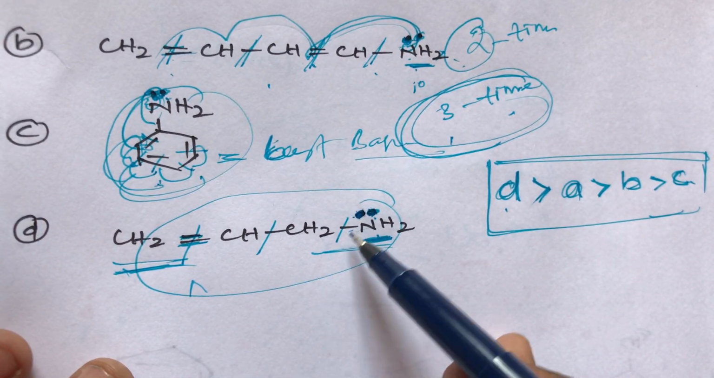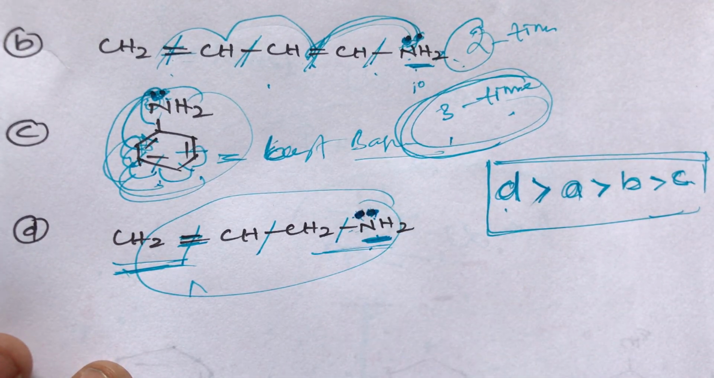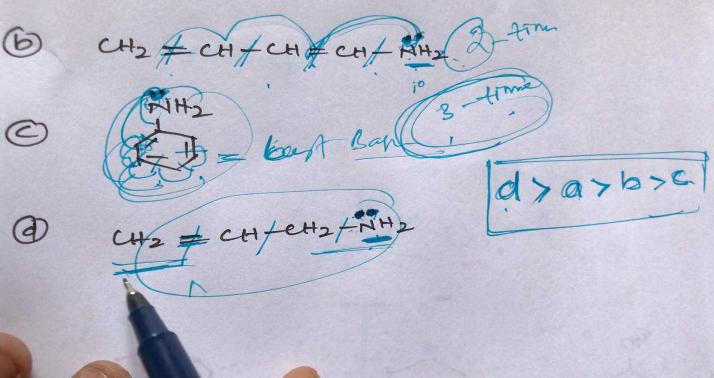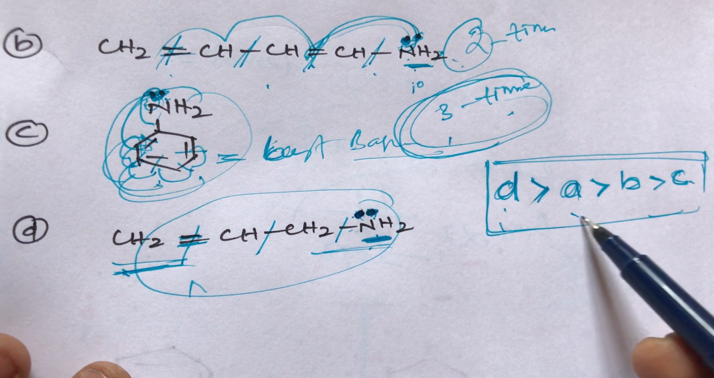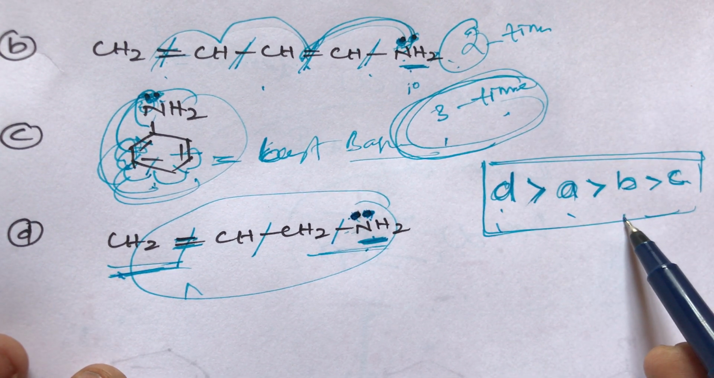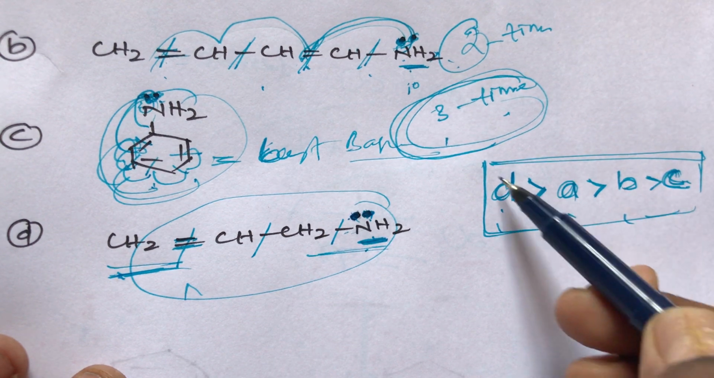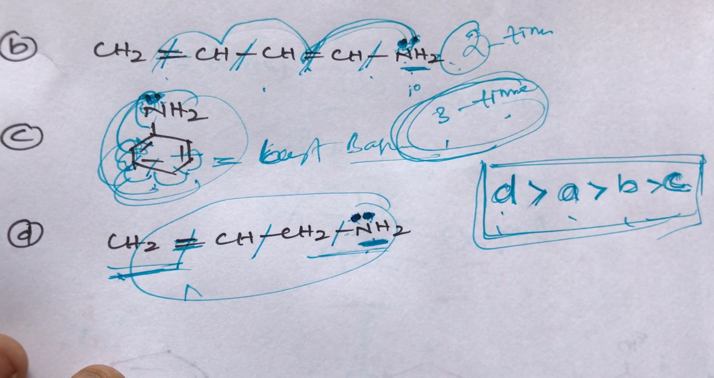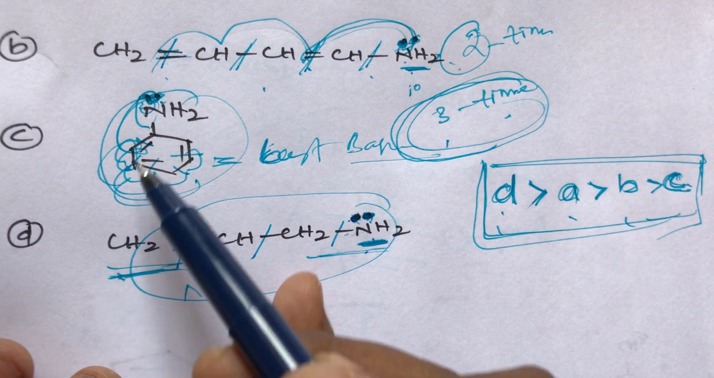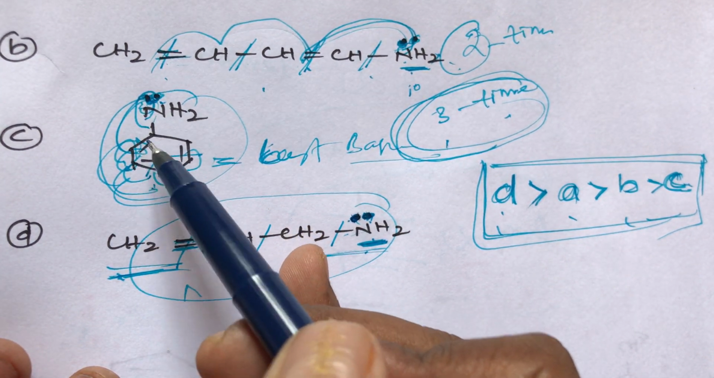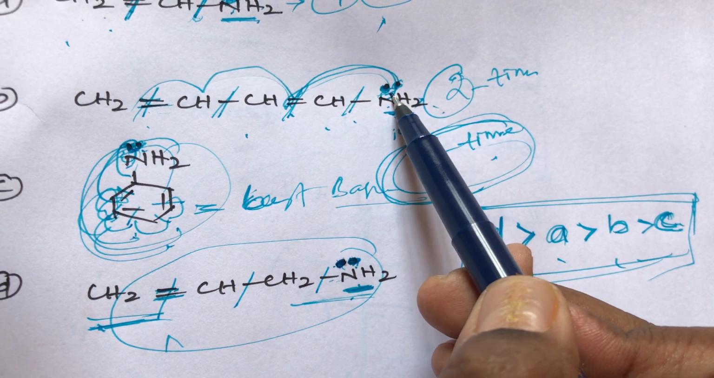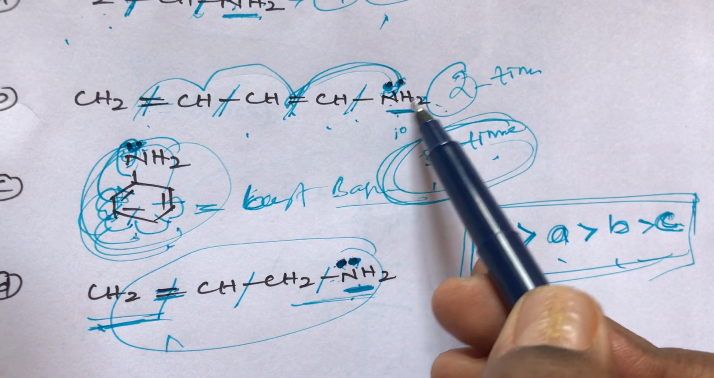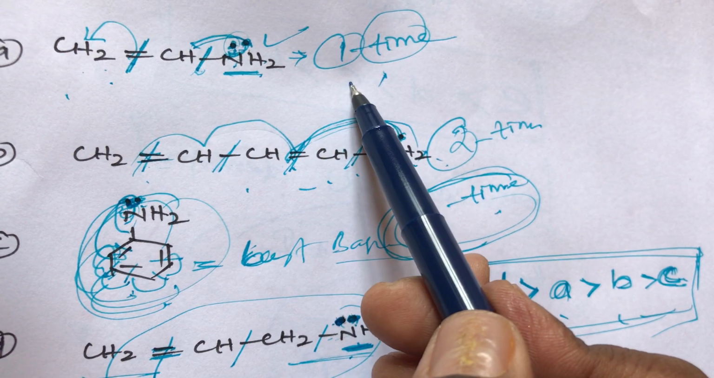In D compound the lone pair does not get involved in the resonance, so that is the reason, student. So what is the option? D compound has more basic strength than A compound. A compound is more basic than B compound. B compound is more basic than C compound. C compound is the worst basic strength due to the presence of conjugation. Here this lone pair participates in the resonance 3 times. B compound also has one lone pair participating in the resonance, here 2 times. And A compound only one time.